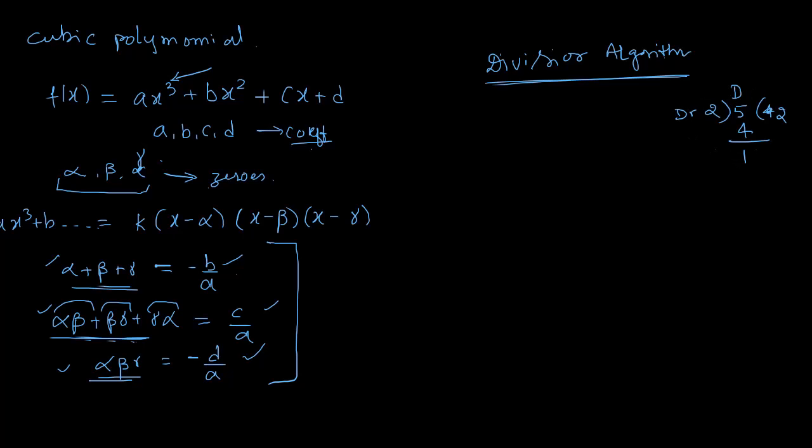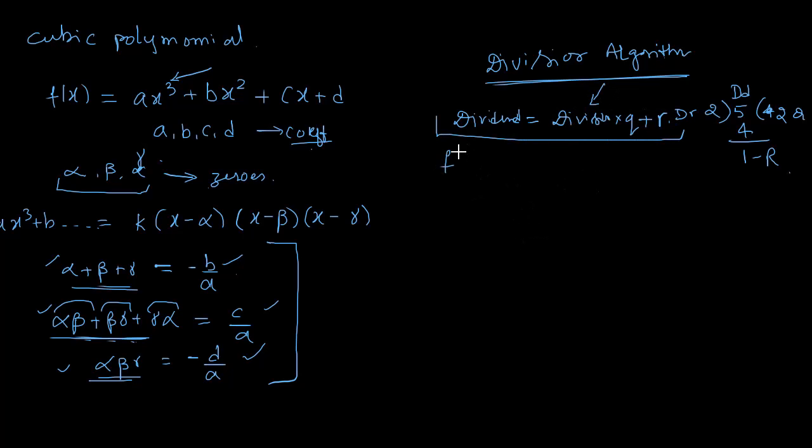Divisor, dividend, quotient, remainder. The algorithm says my dividend is equal to divisor into quotient plus my remainder. Exactly the same goes with this as well.